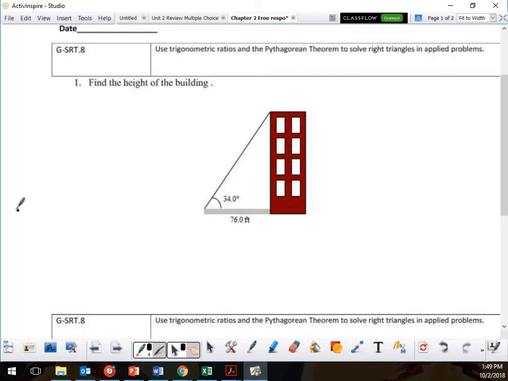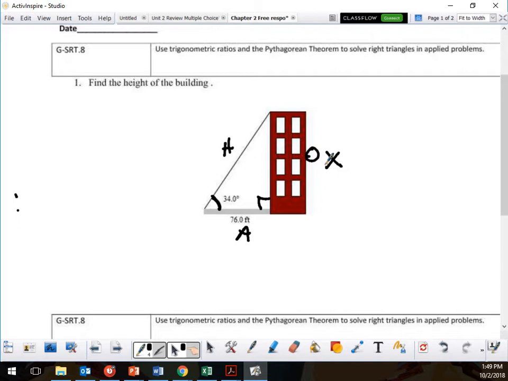So now, from my reference angle, which is going to be 34 degrees, this side over here would be the opposite. This side over here is? Hypotenuse, right? So I'm going to put my little boxes where they go. I've identified everything, so find the height of the building. So the height of the building is going to be where my opposite is, right? I'm going to put the X.